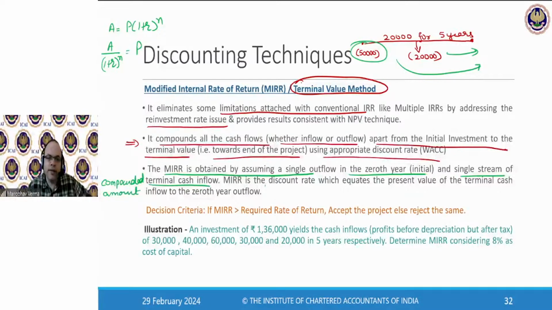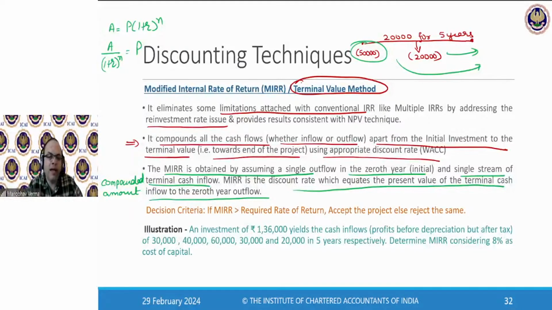So you have compounded everything. It is a discount rate which equates the present value of terminal inflows to the zeroth year outflow. I think it is good to see this with the help of an example, right? When you add numbers to the words, the meanings get clearer. So let's discuss this example so that everyone is pretty much comfortable. Let's look at this illustration at the bottom.